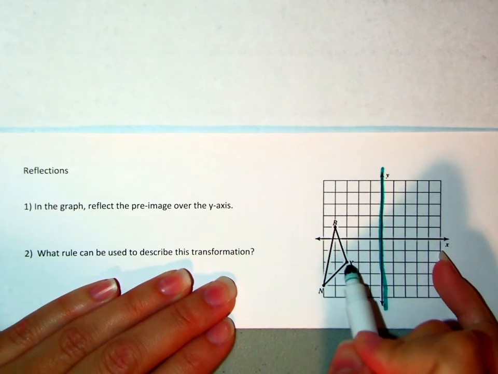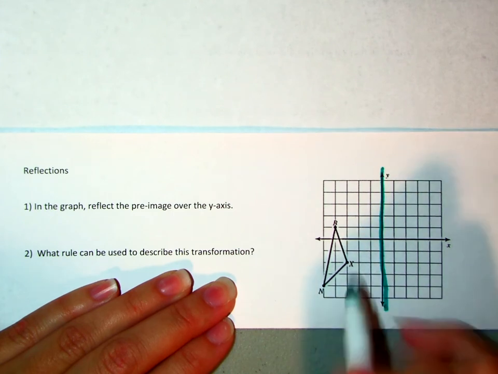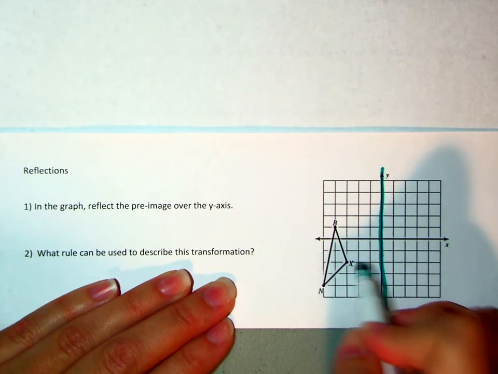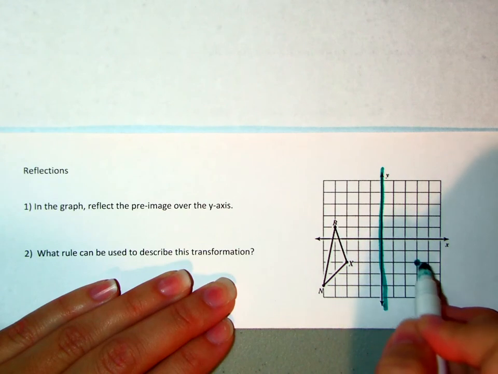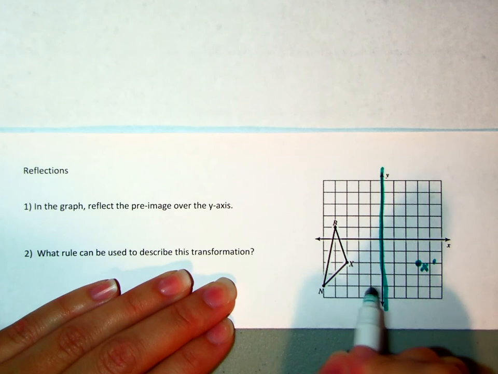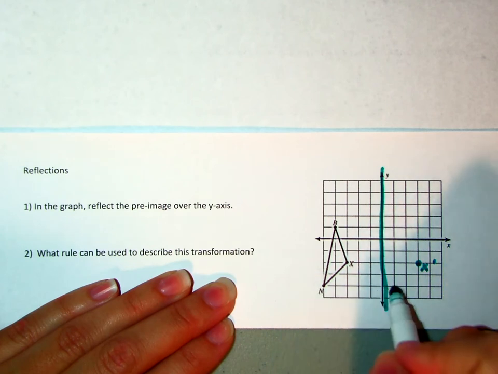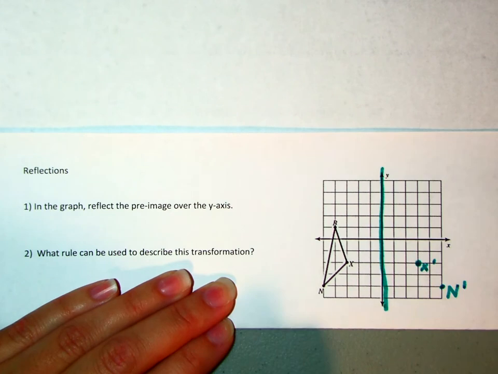And then basically from here, you can count the distance that each individual point on this figure is from that line and continue in the other direction. So we take x and it is 1, 2, 3 units away. So we go 1, 2, 3. We mark that. That now becomes my x prime. We look at n. It's 1, 2, 3, 4, 5 units away. So we keep going. 1, 2, 3, 4, 5 units away. That now becomes n prime.